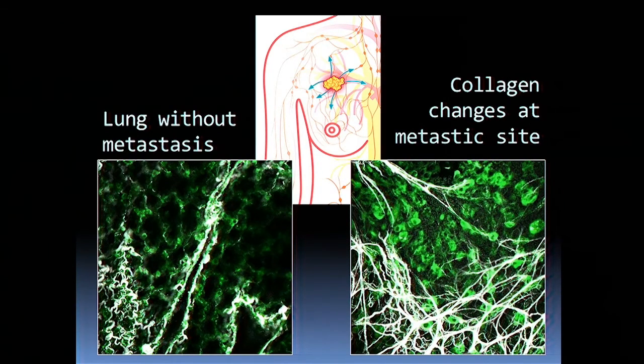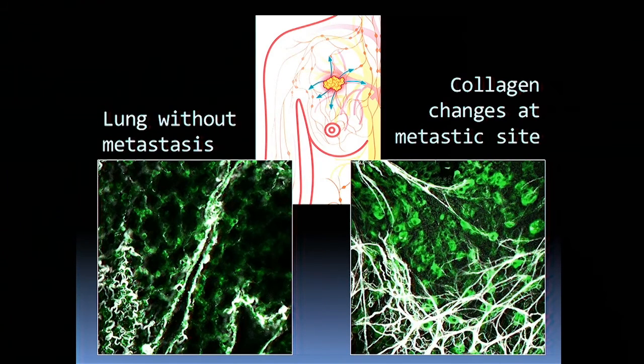This is a normal lung with no metastases. The white is the collagen, imaged by second harmonic, live tissue. And over here, we have injected into the tail vein a mouse breast cancer cell line that is labeled with a fluorescent green dye, and so we can see it. And here's what the collagen looks like around that tumor.